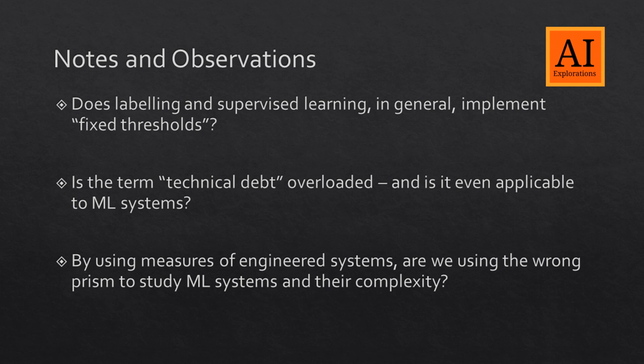The third idea or note or observation that I want to share is something more general than just technical debt. We use many terms that are meant for software engineering systems in the context of machine learning systems. So I suppose a general question that I would have is, by using these measures of engineered systems, and by engineered systems I mean software engineering systems, are we using the wrong prism to study ML systems and their complexity?